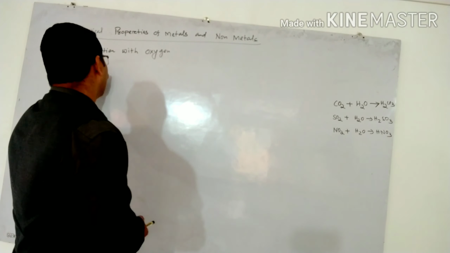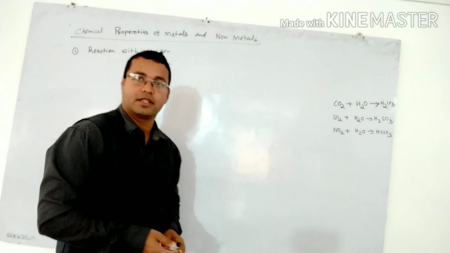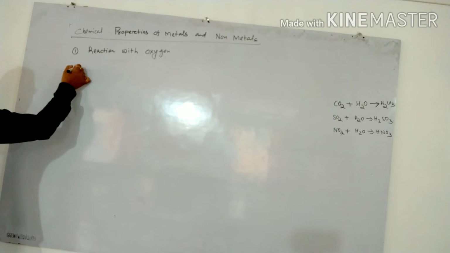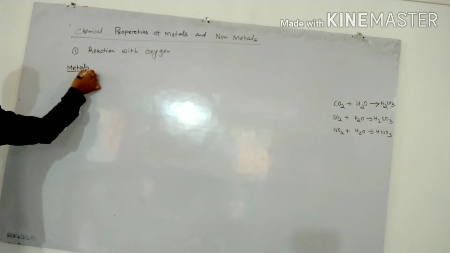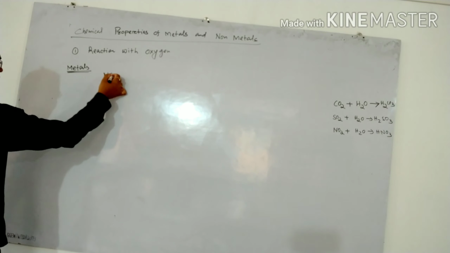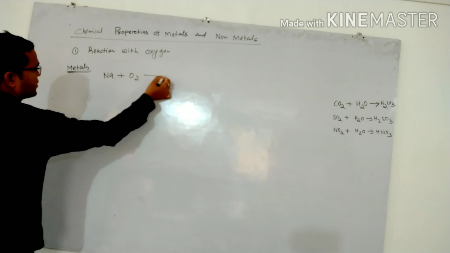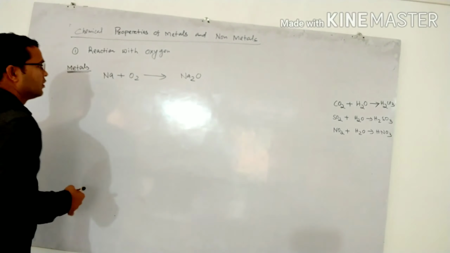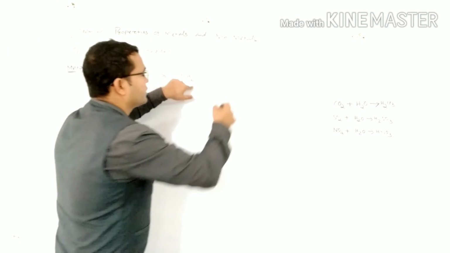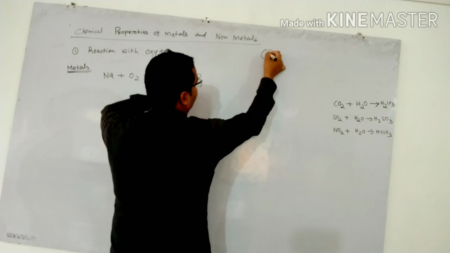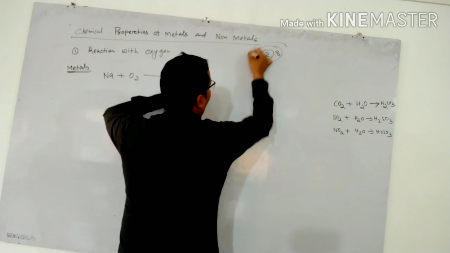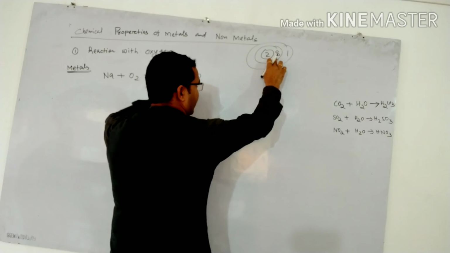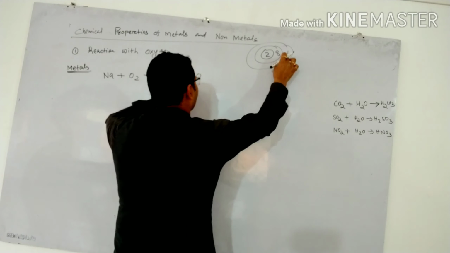So first one is reaction with oxygen. First of all, I will talk about metals. For example, sodium metal reacts with oxygen and gives sodium oxide, Na2O. So why is it Na2? Because the electronic configuration of sodium is 2, 8, 1. Atomic number 11. So in the first orbit the number of electrons is 2, second 8, in the third 1. So sodium can donate 1 electron.